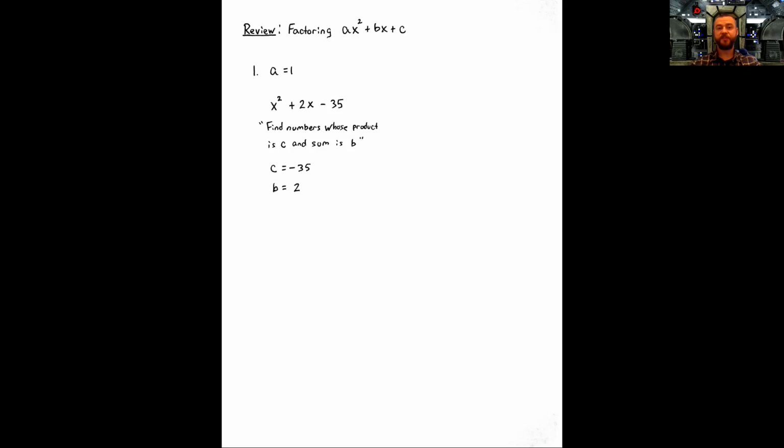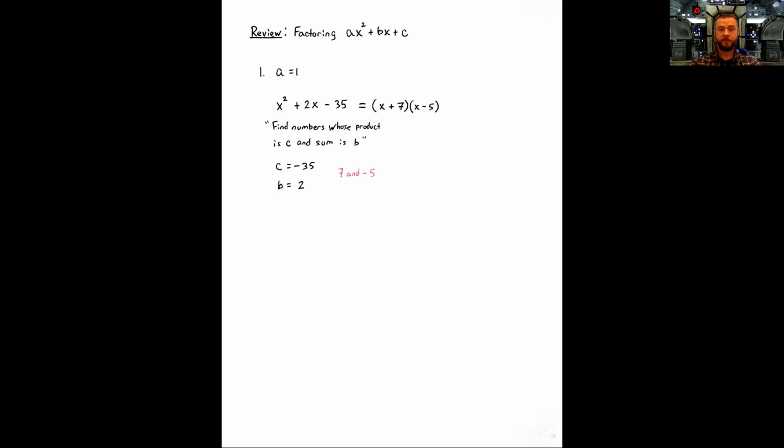So can you think of two numbers that multiply to negative 35 but add to 2? 7 and negative 5. Multiply them, you'll get negative 35. Add them, you'll get positive 2. And those integers here, in the case when a is 1, go directly into the factorization. This polynomial would factor as x plus 7 times x minus 5 using those integers. All right, now that's very simple. So make sure you're extremely comfortable with that. Your algebra skills are, again, usually what determine your success in Calculus 1 and Calculus 2 for that matter.